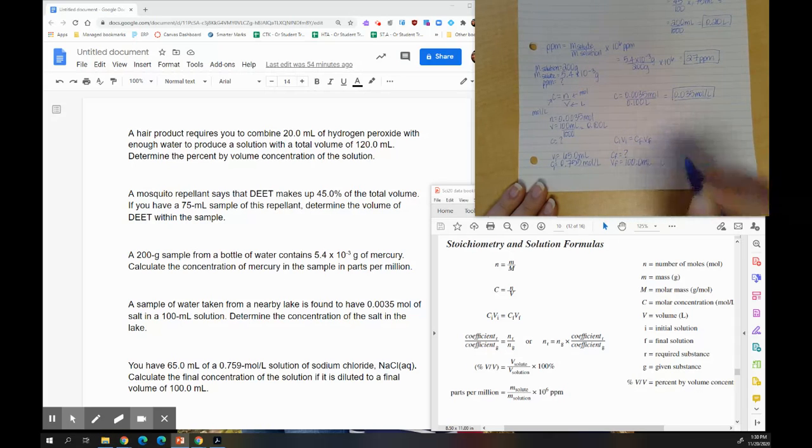milliliters. So this lovely formula here that we have, this CIVI equals CFVF, this is our dilution formula. So let's say that we had a very strong acid, for example, in the lab, and we wanted to dilute it to make it a little bit less harmful. This is the formula that we would use. So again, we try and figure out how much water do we need in this final one, or what's the concentration going to be if I add this amount to it. So again, this is our dilution of solutions formula.